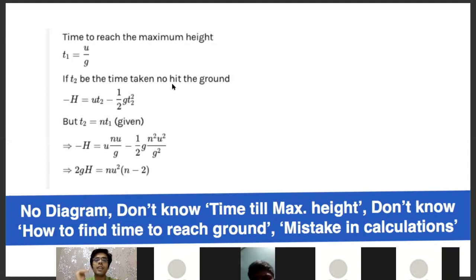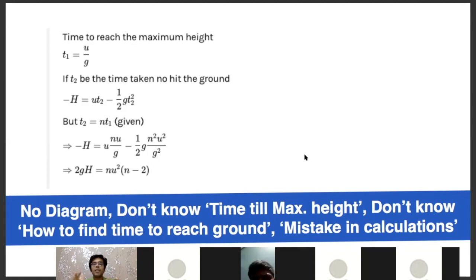Now we need to calculate time t2, the time taken to hit the ground. Overall the displacement from this point to the ground is minus h, and initial speed is u in the positive direction, time here is t2, minus half g t square. Now it's given that t2 is equal to n t1. That means minus h is equal to u into nu upon g minus half g n square u square upon g square. So we get this result.